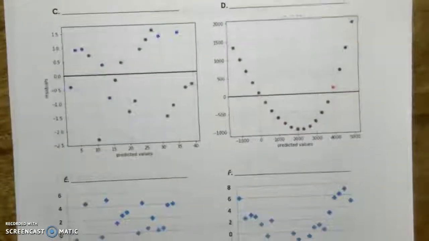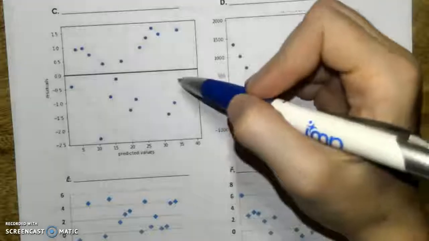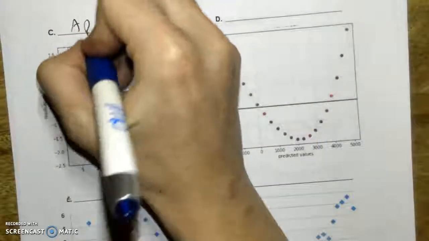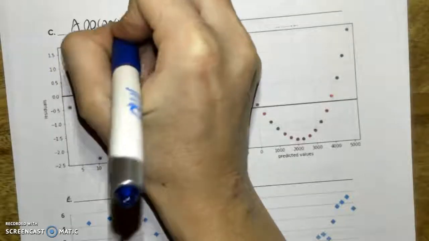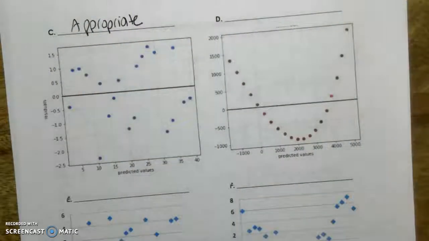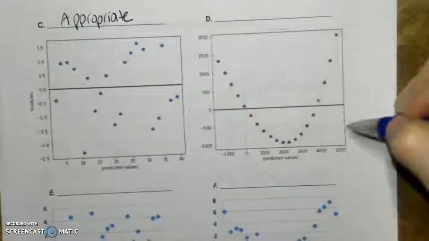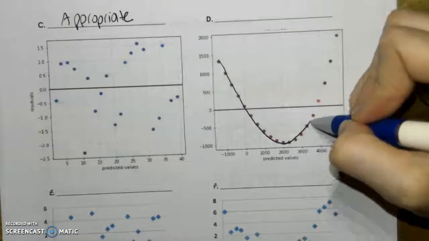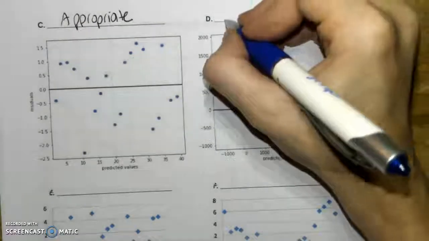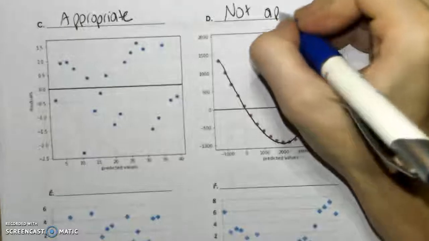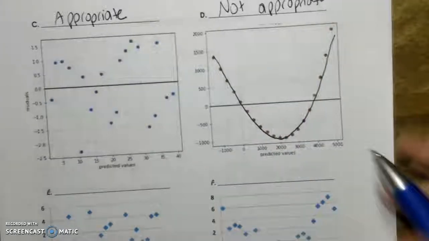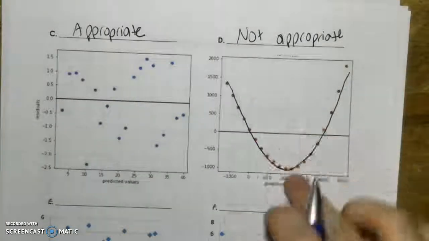Okay, and we're back. So right here, what do we think? Did we say that a linear model is appropriate or inappropriate? Appropriate. All right, appropriate. It's a random scattering, right? This one, though, is not appropriate. It's got a curved pattern, right? So that will not work. A linear model does not work here.